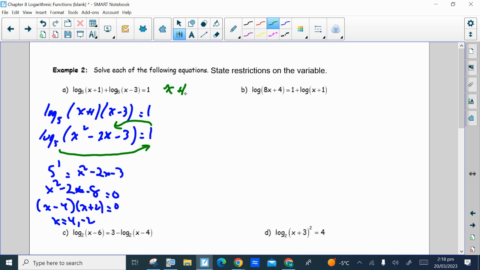But to confirm that, we'll state our restrictions by taking each argument involving x. Remember that the argument has to be greater than 0. And we're going to take the one that satisfies both of these, which would be x equals or greater than 3. That's the restriction. Again, that's another reason why negative 2 doesn't work, because of what our restrictions are.